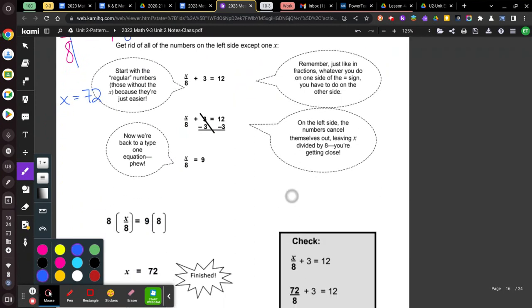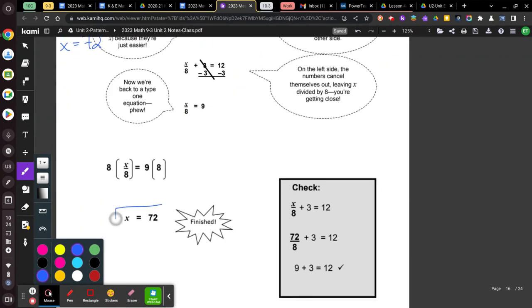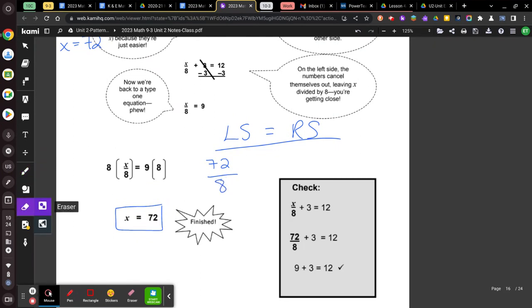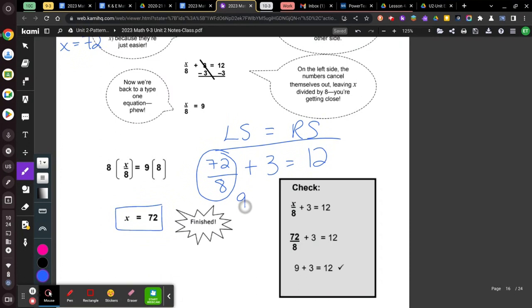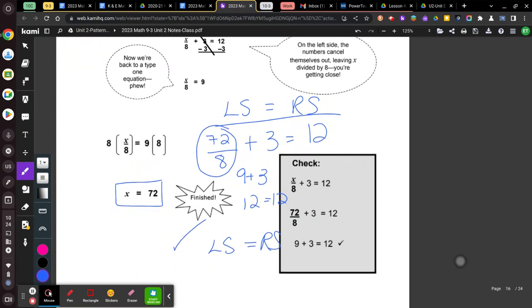They show us our work down here where they get x equals 72. And then we check our left side equals right side. So if I put in 72 where x is, I write my 72 over 8 plus 3 equals 12. You solve this part. I get a 9 plus 3, 12 equals 12. So my left side does equal my right side, so we did it correctly. That's when you know you're done.